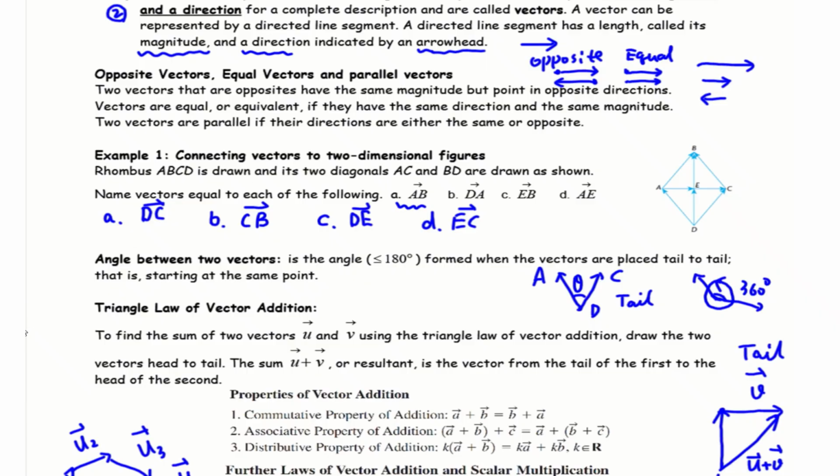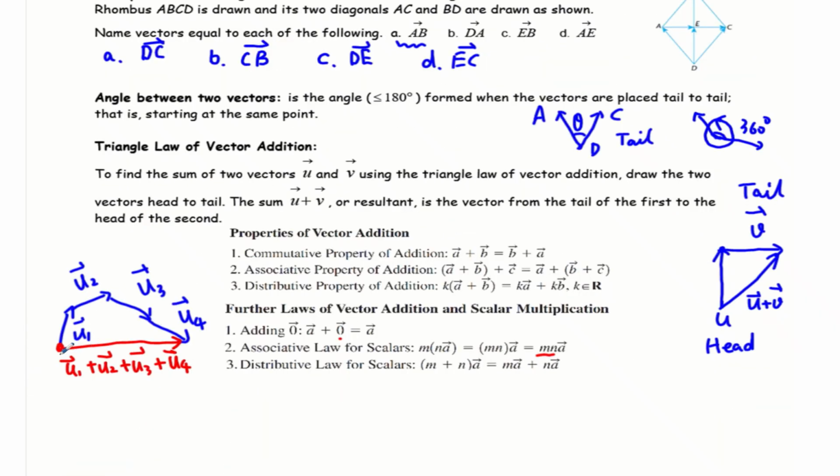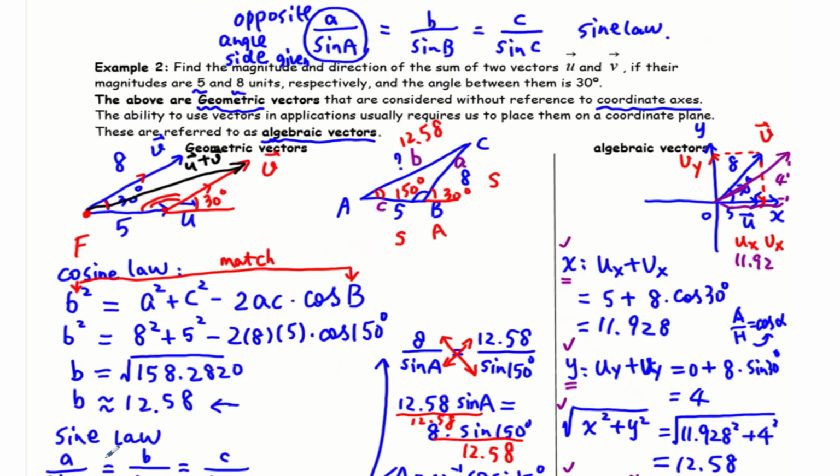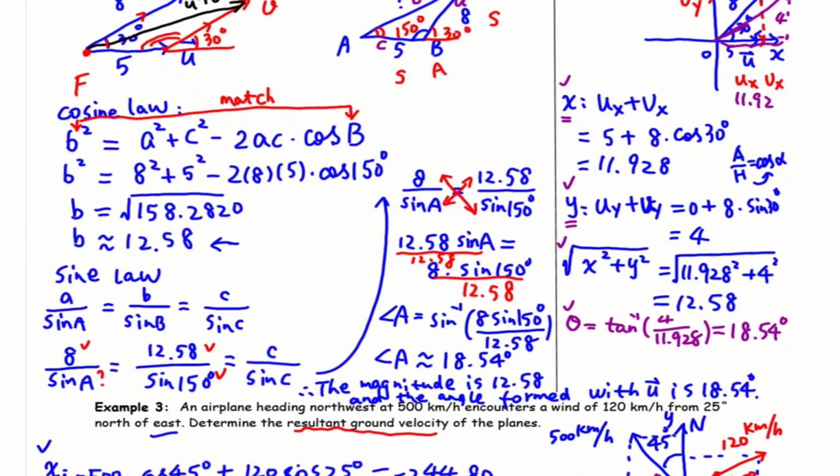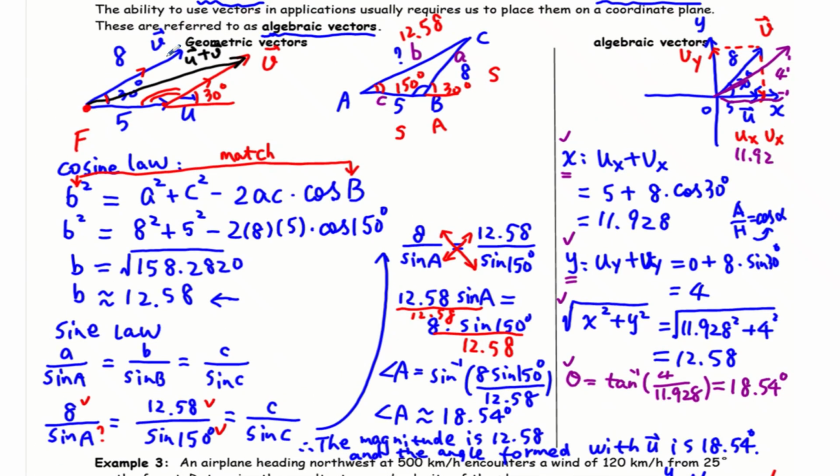Then to add two vectors, you put tail to head, then tail to head again. From the first tail to the last head is your resultant, the addition of the vectors. Then we have done two methods to find the resultant vector. One is geometric vectors: we don't use x, y, we just use trigonometry to solve for the magnitude and the direction. Or we could use algebraic vectors.